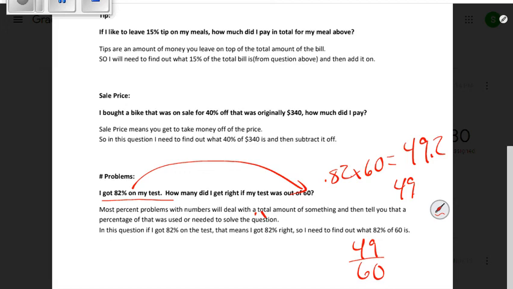Okay. Hopefully that helps you guys out with percent problems. Slow down, read the question, see what they're asking for, and literally almost every time you see a percent, change it to a decimal and multiply, and then the next thing is what are you going to do with it? Okay? Hopefully that helps.